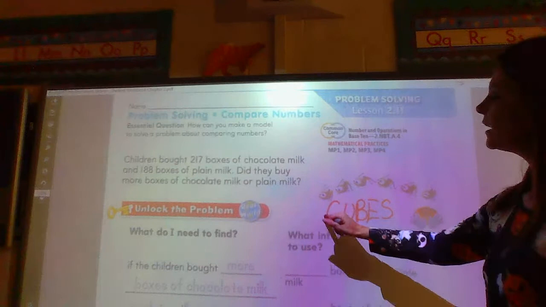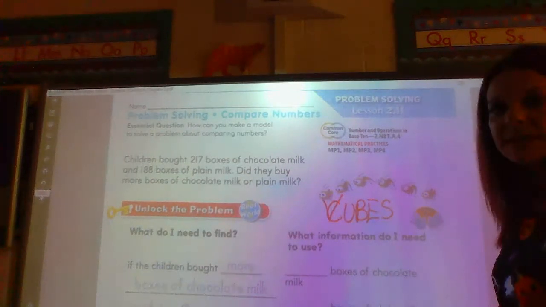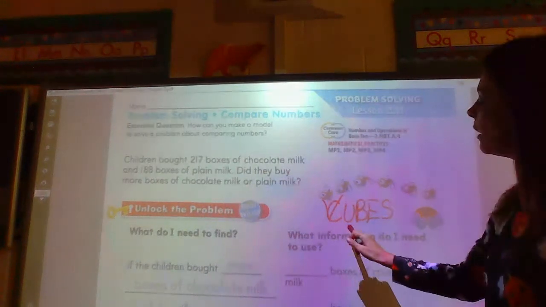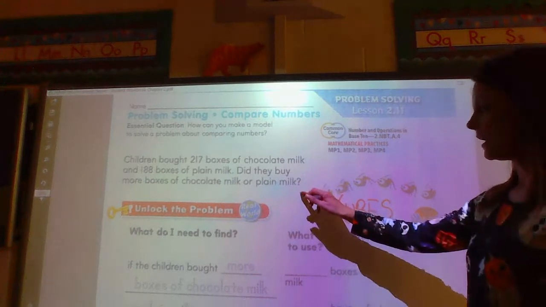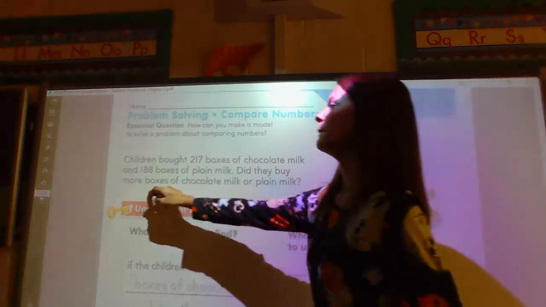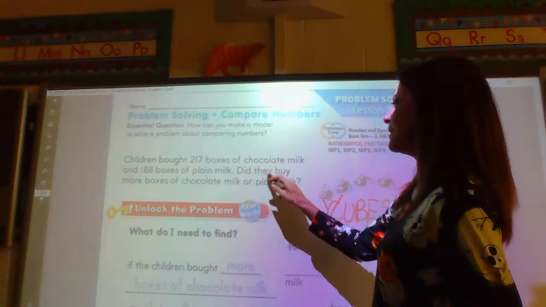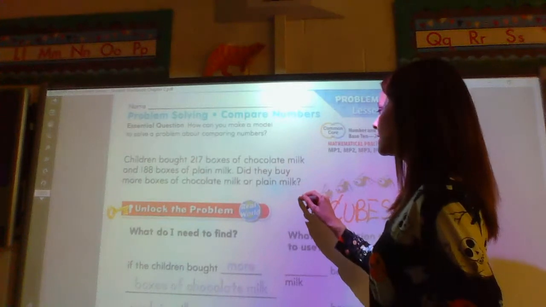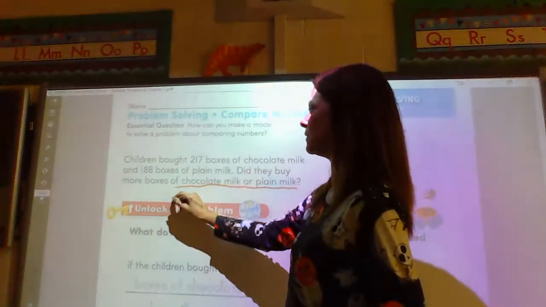So I carefully read my problem 2 times. What's my next step in CUBES, friends, when I'm solving problems? Underline the question. So I see my end question. I'm going to follow it back, and let me read to make sure. Did they buy more boxes of chocolate milk or plain milk? Yep, that's a question. So I'm simply going to underline it.